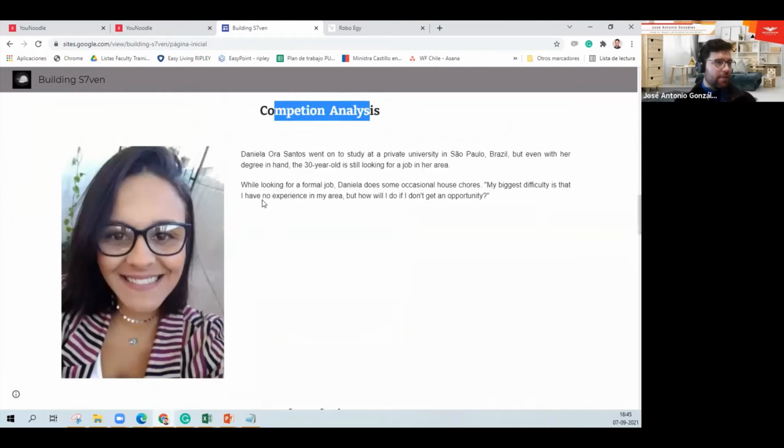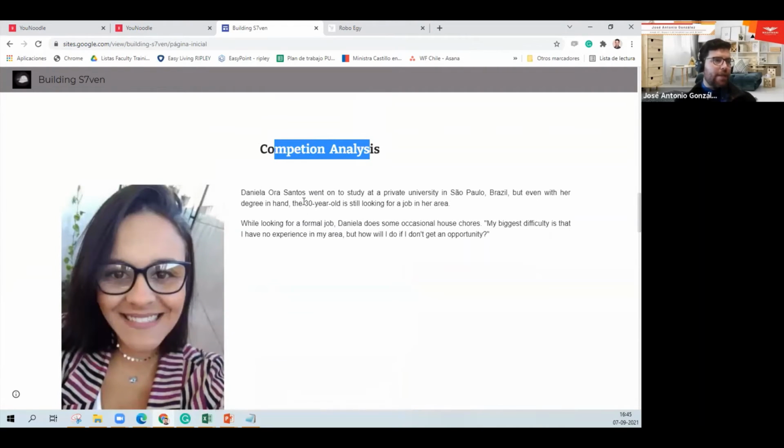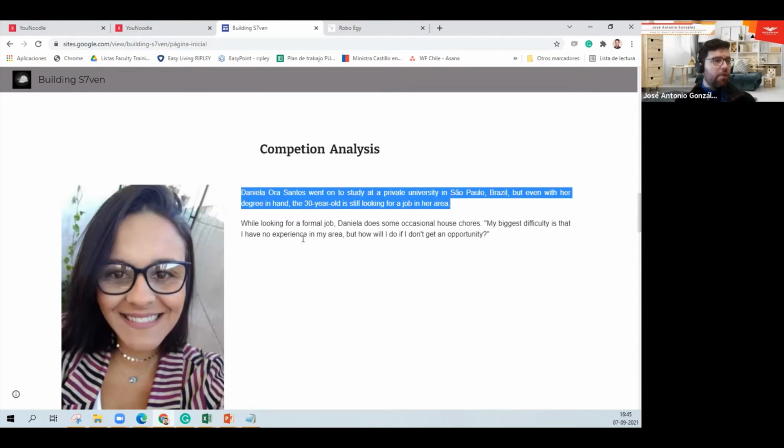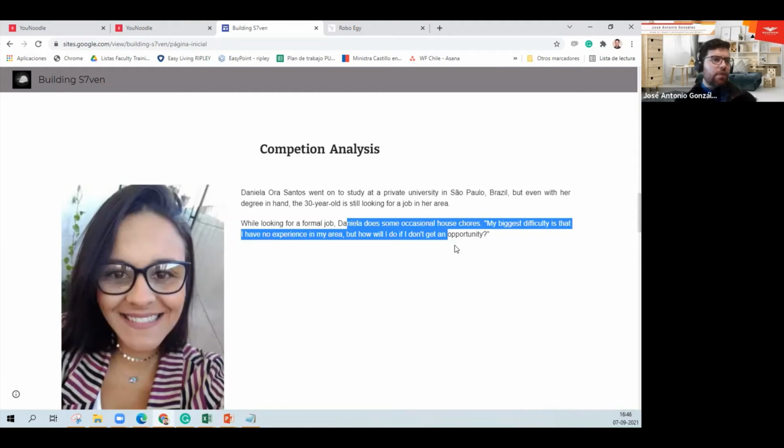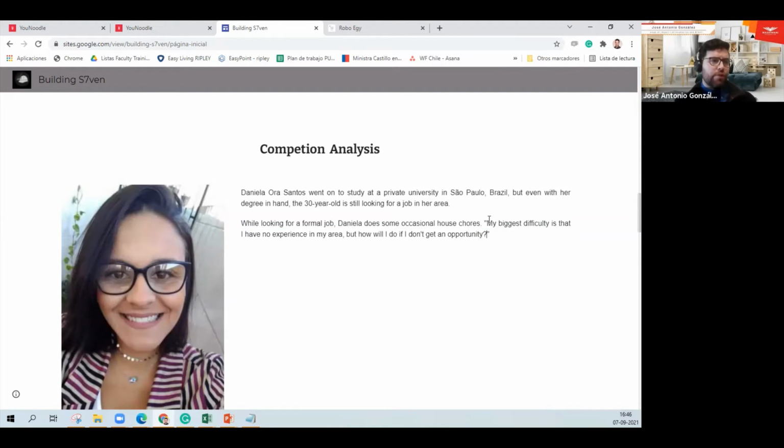Competition analysis, okay? Daniela Oura Santos went on to study at a private university in Sao Paulo, Brazil, but even with a degree in hand, the 30-year-old is still looking for a job in her area. Alrighty, yes, very important. Hopefully Daniela's gonna find a job soon. While looking for a full-time job, Daniela does some occasional house chores. My biggest difficulty is that I have no experience in my area, but how would I do if I don't get an opportunity?